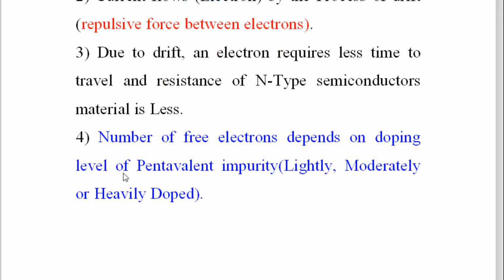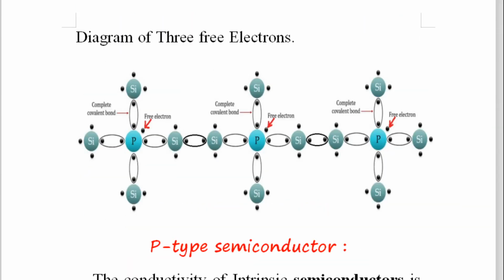I'm going to explain it to you once again in the diagram. The number of free electrons depends on doping level of pentavalent impurity. So if you add 10 atoms of the pentavalent impurity, 10 free electrons; 100 atoms of pentavalent impurity, 100 free electrons. If you add more and more, that is called doping. So there is lightly doped, moderately doped, and heavily doped. In heavily doped, a large number of pentavalent atoms are added. In moderately doped, a small number of pentavalent atoms are added, and in lightly doped, very few atoms of pentavalent impurity are added. And here, I am going to show you one structure.